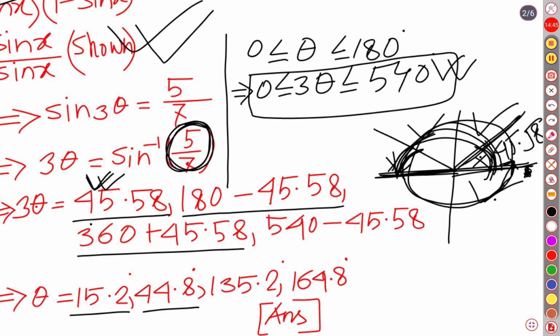360 plus 45.58. If it is divided by 3, because 3 is on the left side in multiplying state, on the right side it will be division. If you divide by 3, you will get 135.2. And the last value, subtracting 45.8 from 540 and dividing it by 3, you will get 164.8, and there is no more value applicable for this domain.